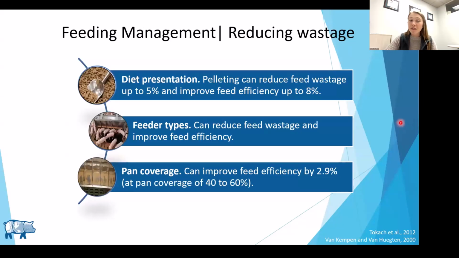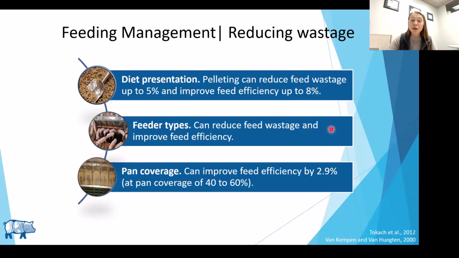Now, there's also some general feeding management strategies that we can utilize to reduce feed wastage. And so just a little bit connected to what I just presented on, which is diet presentation, pelleting not only can improve that feed efficiency, as I'd mentioned, by up to 8%, it can actually help reduce feed wastage up to 5%. And so when we combine that, that can definitely have an impact when we're thinking about developing this LCA.